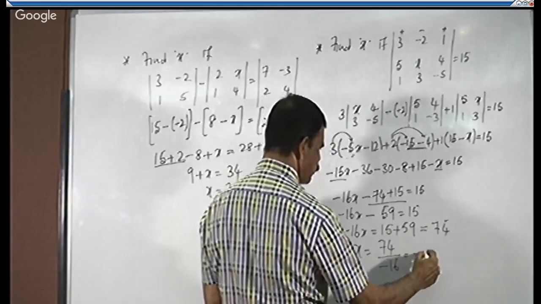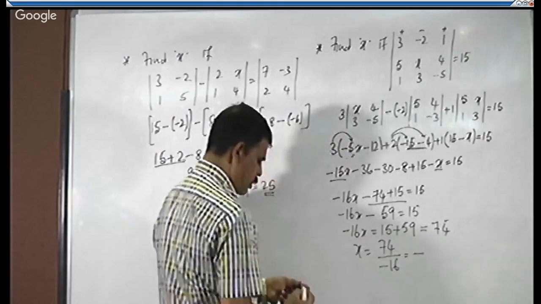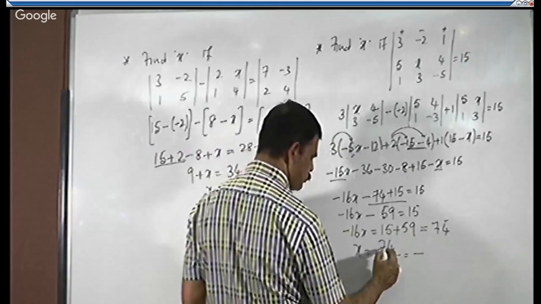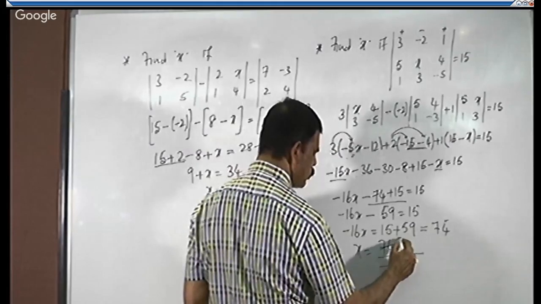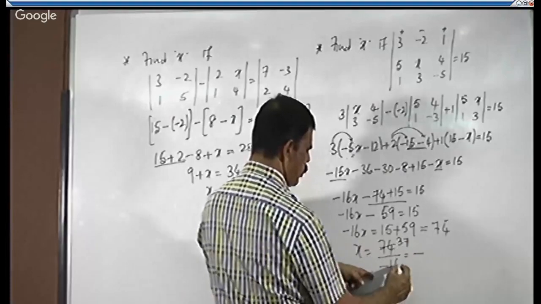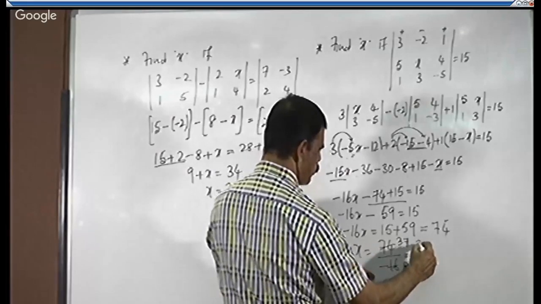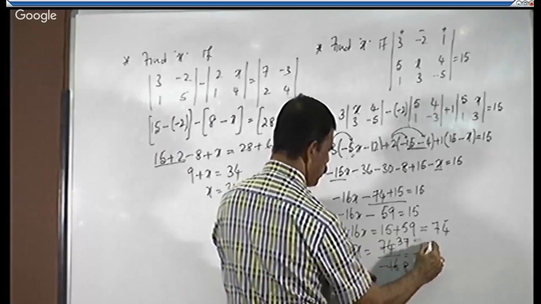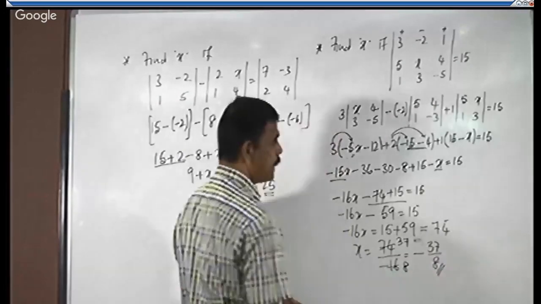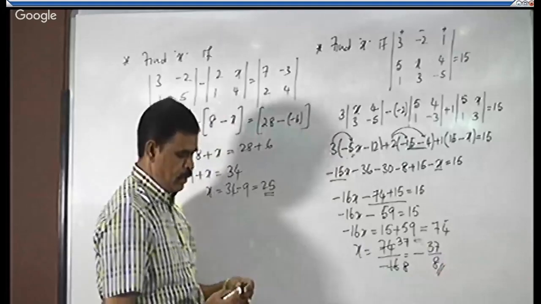Otherwise, it is minus of. Both are even numbers. Definitely, it will cancel with 2. You can cancel with 2. 2 3s are 6. 2 7s are 14. 2 8s are 16. It is 37 divided by 8. This is the value of x. Right?